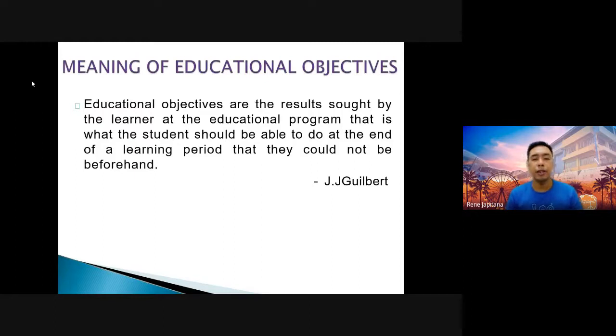At the end of the learning period, whether 60 minutes, 1 hour, 1.5 hours, 2 hours, or whatever the time period of the teaching and learning process, the students are expected to attain these educational objectives. That is with the help of the teacher, through the crafting of the educational objectives in his or her lesson plan. Okay?